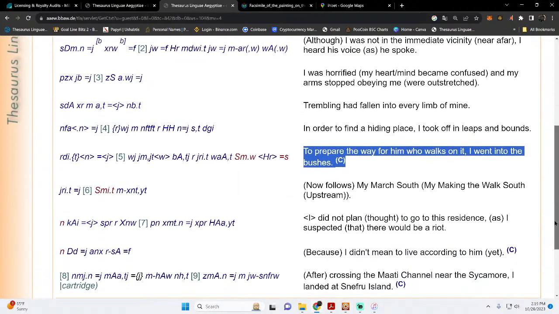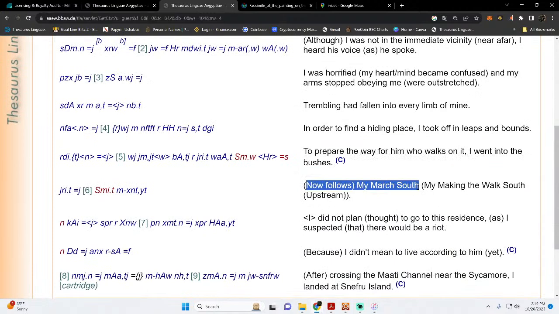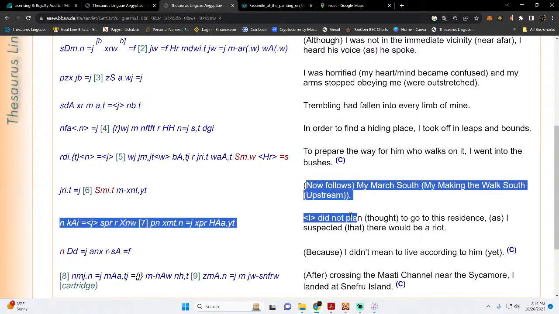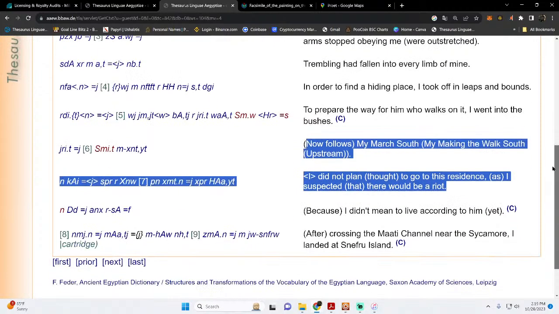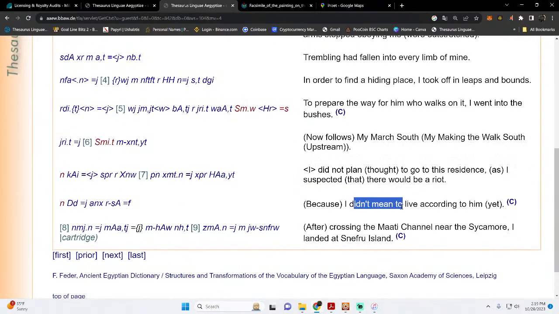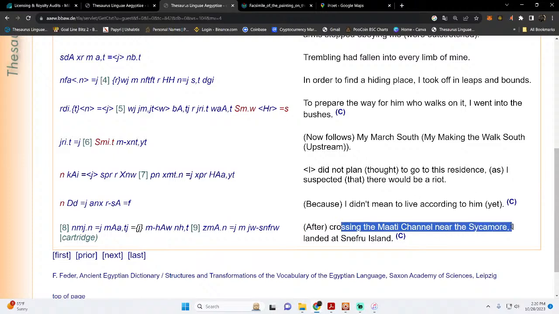So he got up out of the way. It says, now following my march south, my making it walk south upstream, I did not plan, though, to go to this residence as I suspected that there would be a riot. He says, because I didn't mean to live according to him yet. And it says, after I crossed the Mahdi. So he's just telling you, this is on his way back to Kemet. After crossing the Mahdi channel, near the Sycamore, I landed in Sinuhe Island. So now he's back on his way to Kemet.